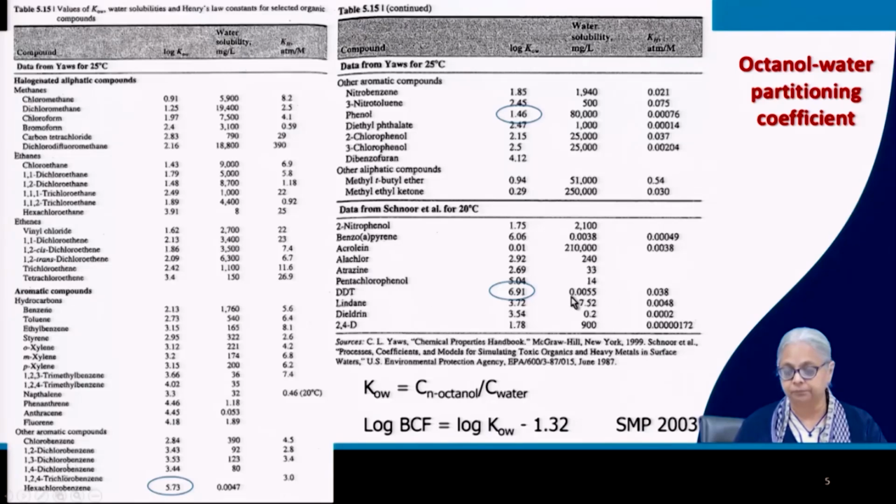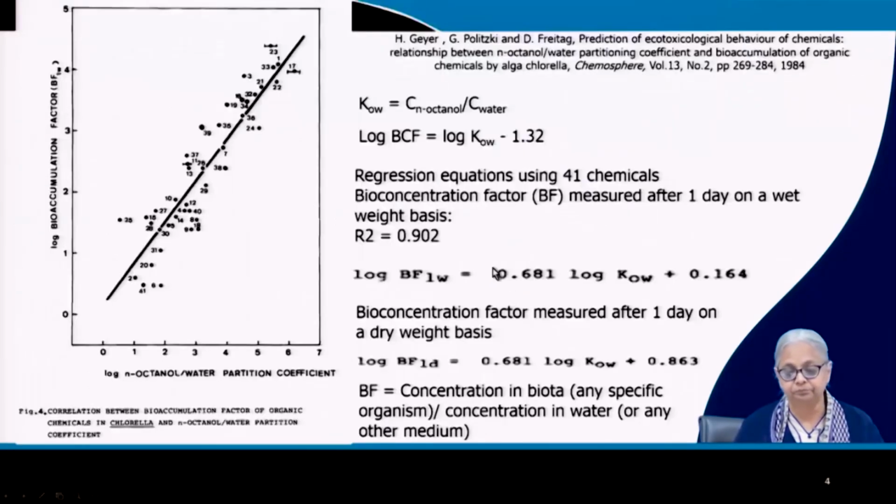Let's take DDT. Look at the water solubility of DDT. It's 5.5 micrograms per liter. So it's not very soluble in water. It's a well-known hydrophobic compound, and the log KOW value is extremely high, 6.9. Okay, so 10 to the power close to 7 is how much of DDT will dissolve in octanol compared to water. So this is the log octanol-water partitioning coefficient.